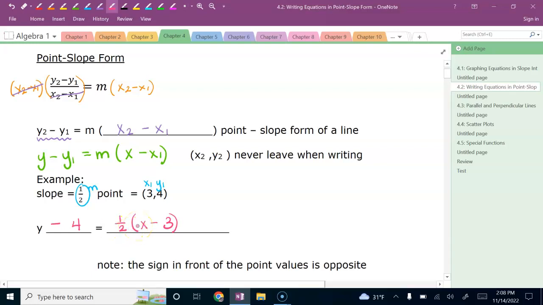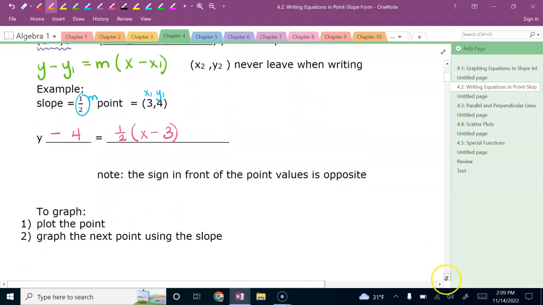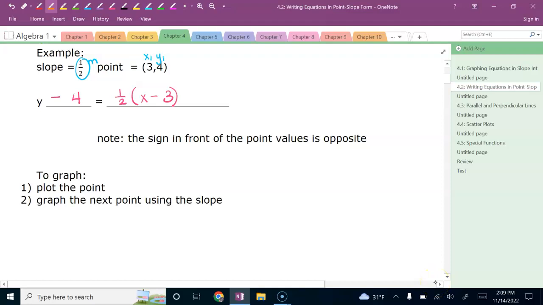Notice that the sign in front of your point values is going to be opposite of where they started. So my point that they gave me was (3, 4). Both of those were positive. When I put it into my equation, it almost looks like they became negative because I had y minus and x minus. So something to keep in mind is that when you put the point into your equation, it's almost going to become the opposite sign in the equation that you're leaving the answer with. Now, to graph a line that's in point-slope form, you're going to want to plot the point that they give you first, and then use your slope to get another point on that line.